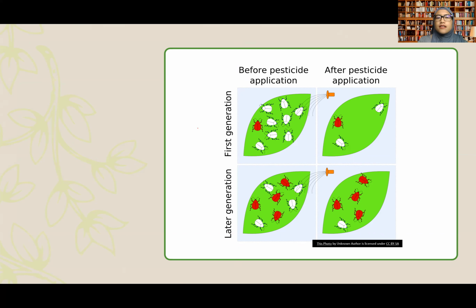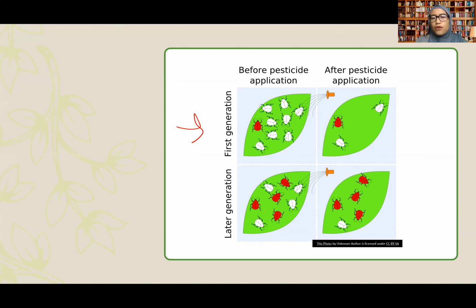First generation right here, before pesticide application, we have a lot of beetles. The red, 1, 2, 3, 4, 5, 6, 7, 8, and then we apply the pesticide. The white beetles go from 8 to only 2, and the red ones survive. And then after that, they propagate more of the red ones.